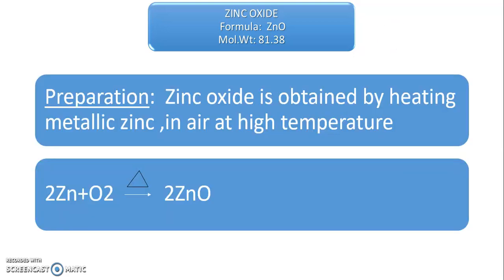Zinc oxide formula is ZnO. Molecular weight is 81.38. Preparation. Zinc oxide is obtained by heating metallic zinc in air at high temperature. It gives zinc oxide.